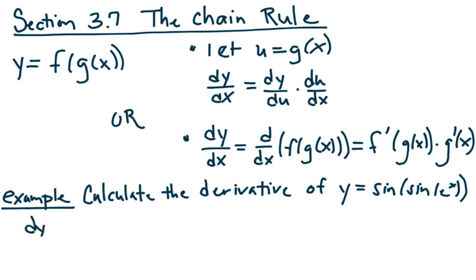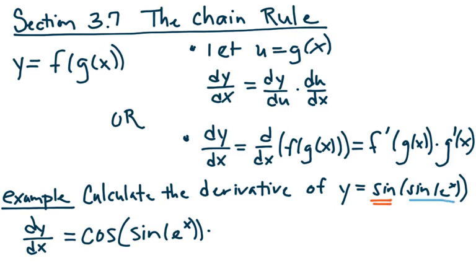So I'm going to write out dy dx. dy dx is equal to the derivative of the outer function. Now here the outermost function is considered this first sine that I'm underlining. So the derivative of sine is cosine. And then we keep the inner function the same. So we have the cosine of the sine of e to the x. And then we multiply that by the derivative of the inner function, which is sine of e to the x.